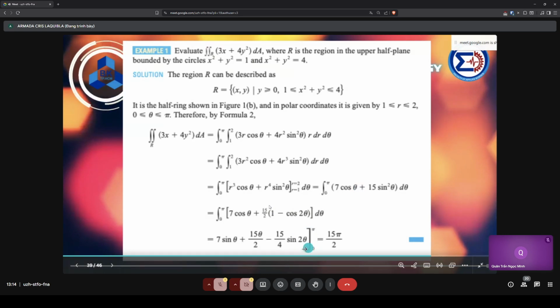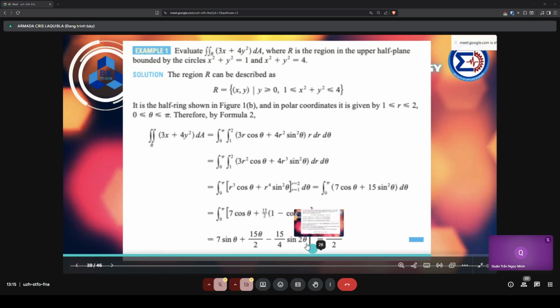And then evaluate this from 0 to pi. Now when you substitute pi here, it becomes 0 in the sine pi. Pi here is a 15 pi over 2 actually. So only this one will give you the answer because here we have sine of 2 pi. It's also 0. Then when you substitute here 0, sine 0 is 0.